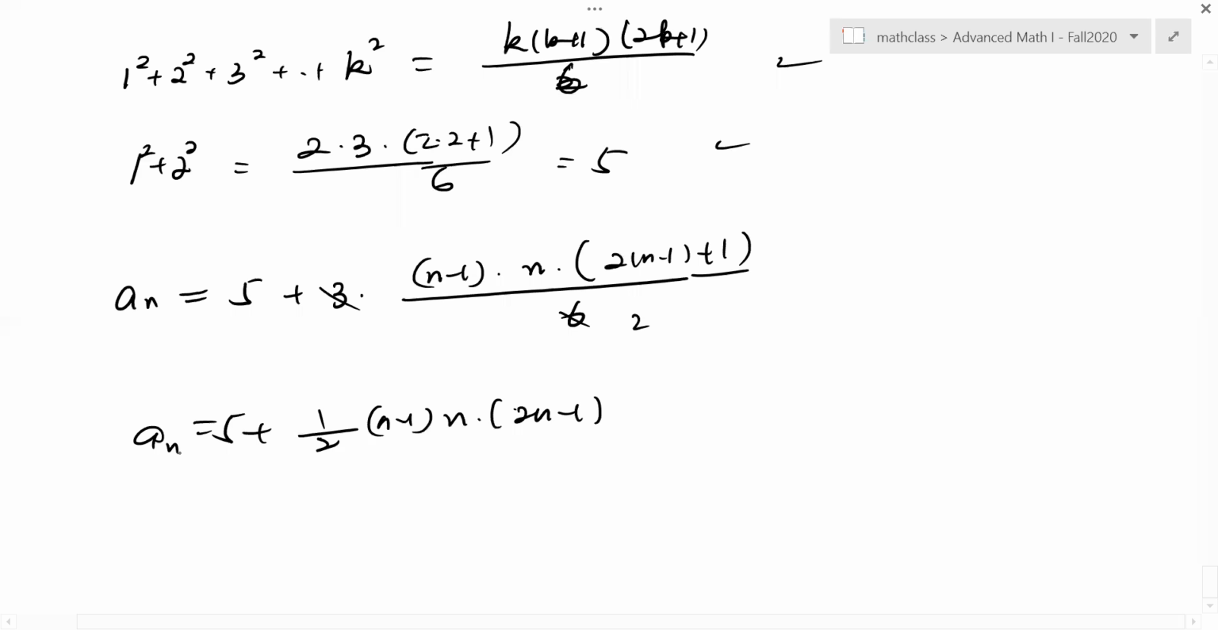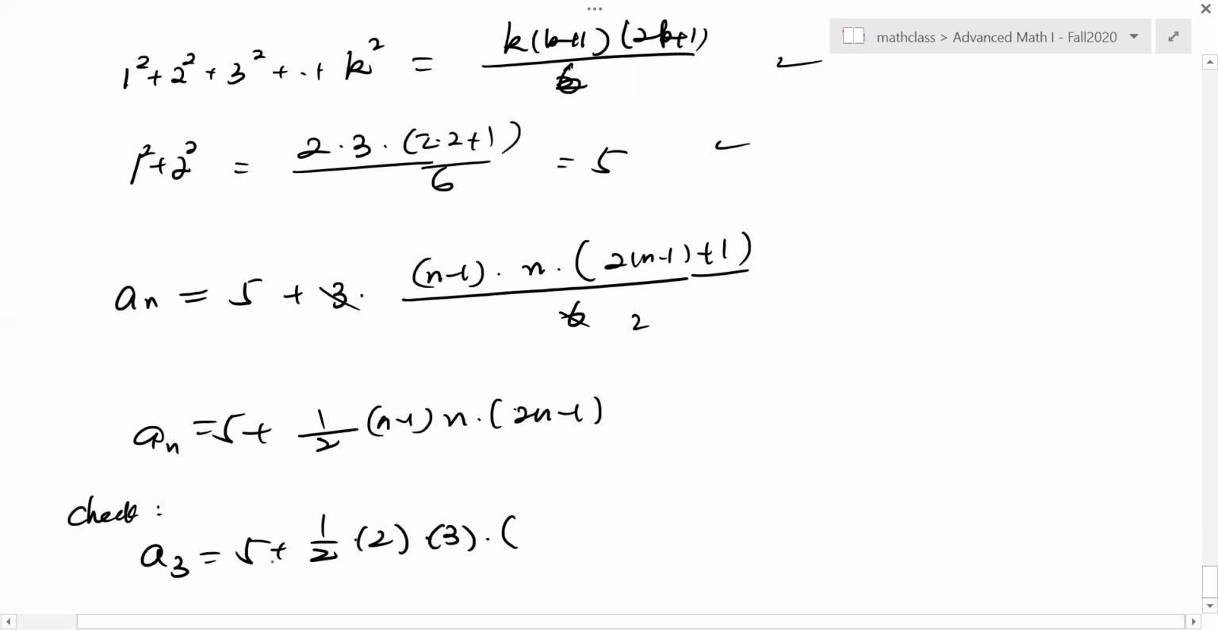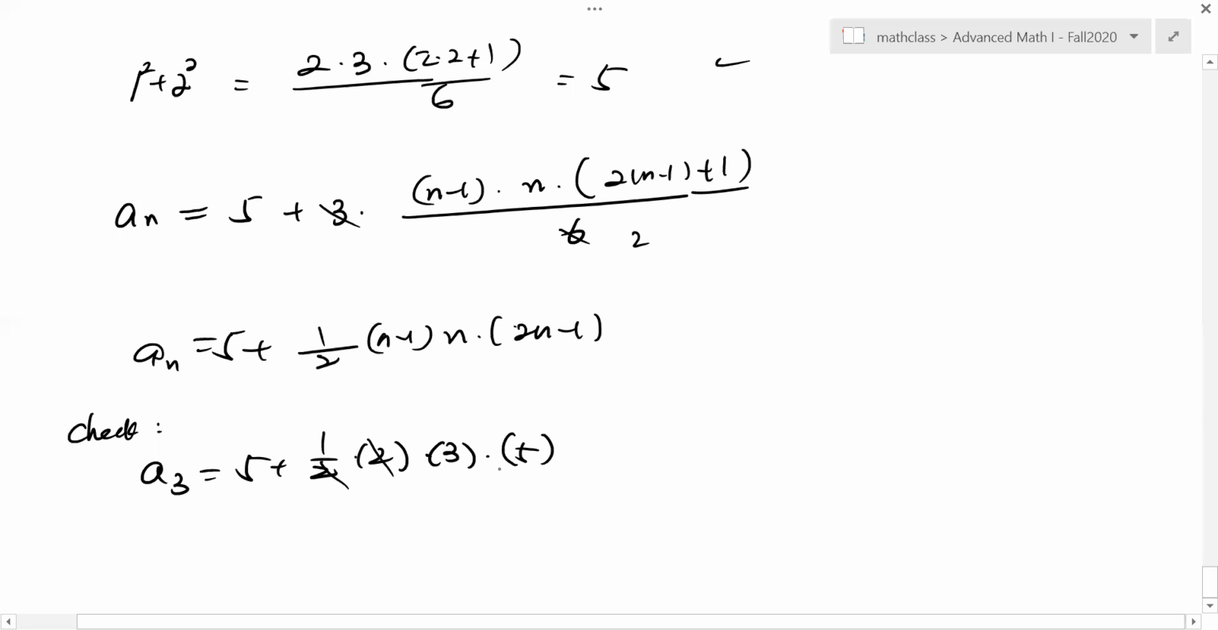Once you get the general formula, I will check whether this is correct. Like, look at A3. Yeah, double check. A3, 5 plus half, when n equals 3. And 15, that should be 20. Is that correct? Yes, 20 is the answer. So great. This is the formula. It's correct.